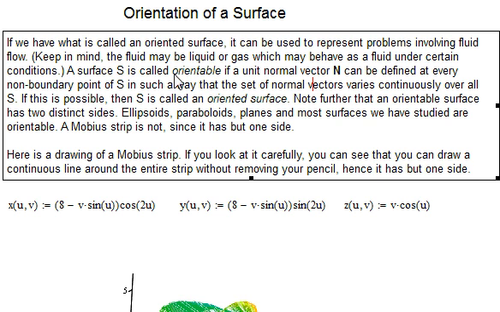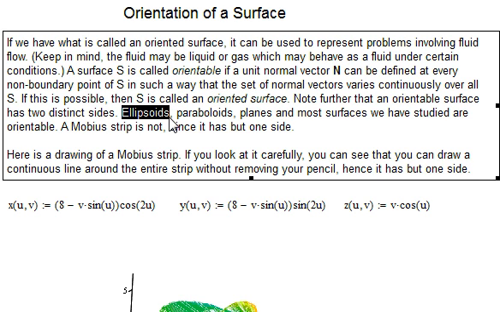A surface is called orientable if a unit normal vector n can be defined at every non-boundary point of S in such a way that the set of normal vectors varies continuously over all of S. If this is possible, then S is called an oriented surface. Note further that an orientable surface has two distinct sides, upper and lower if you want.